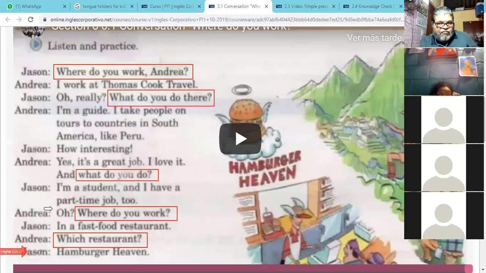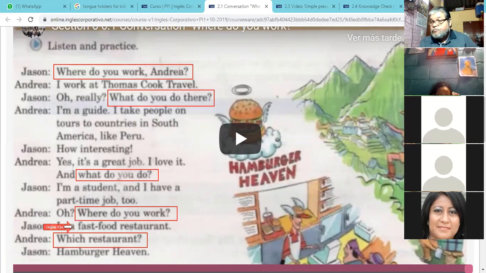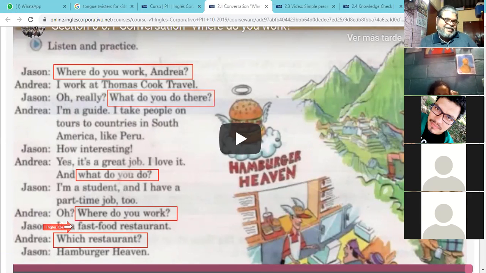What is a fast food restaurant? Comida rápida. Okay, can you give me examples of fast food restaurants in El Salvador? Wendy's, Pizza Hut, Papayón, Los Choris. Restaurant.